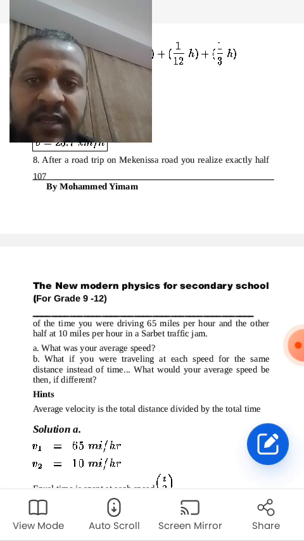Hint. Average velocity is the total distance divided by total time.